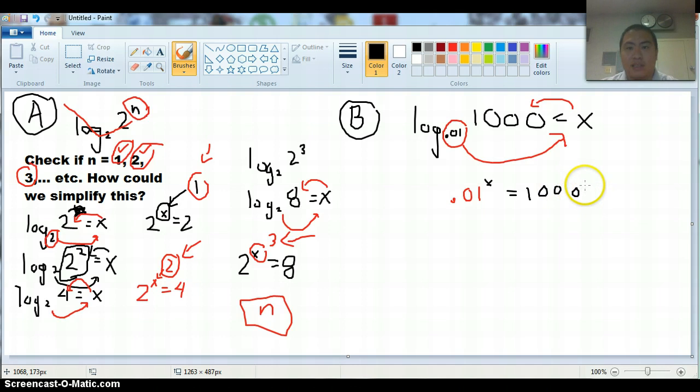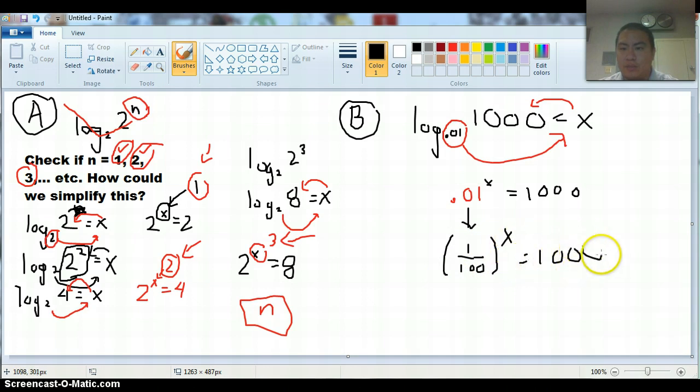A lot of times I don't like these decimal things because it's harder for me to see, so I'm going to convert this into a fraction. That's 1 over 100, because it's 1/100th. 1 over 100 to the power of x is equal to 1,000. Now it's going to get a little more complicated, and I think I actually made a pretty bad example, so I'm going to add one more 0 here. There we go, because I don't want you guys to have to pull out a calculator yet. You will see why.